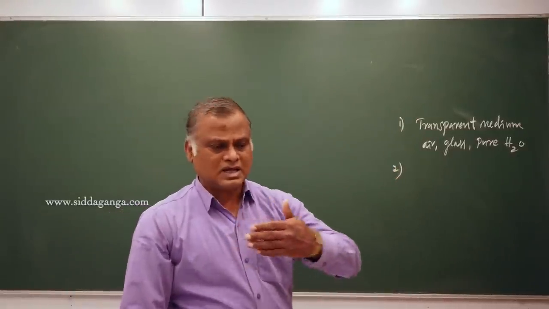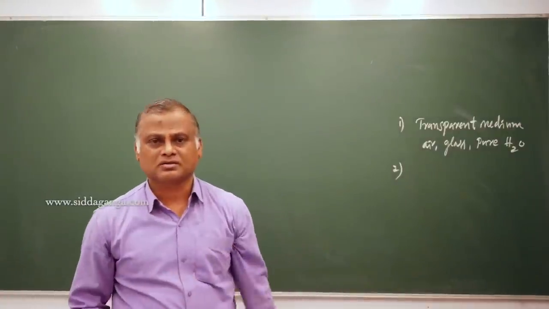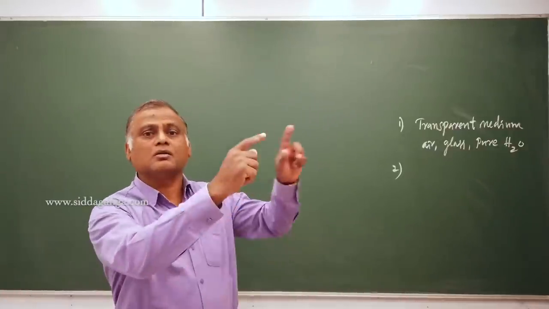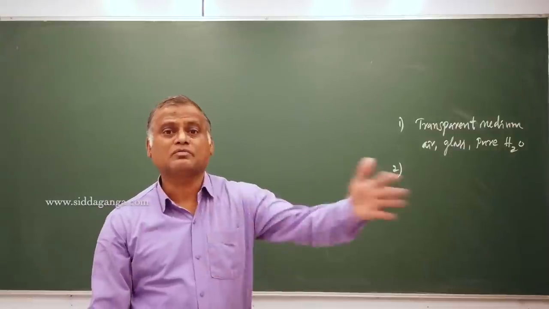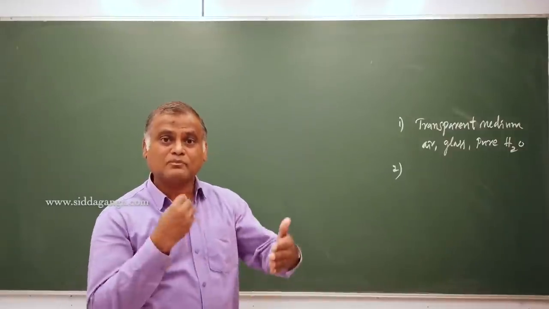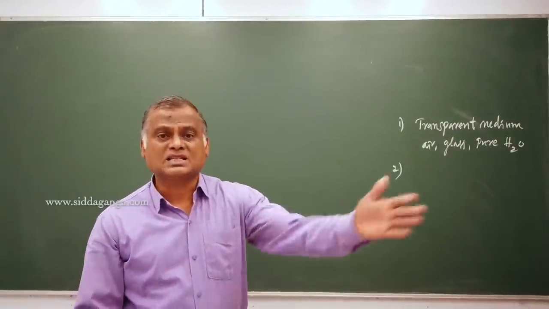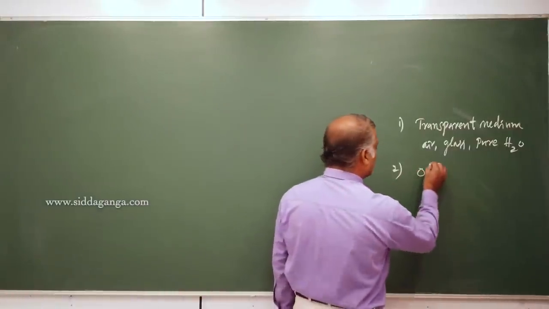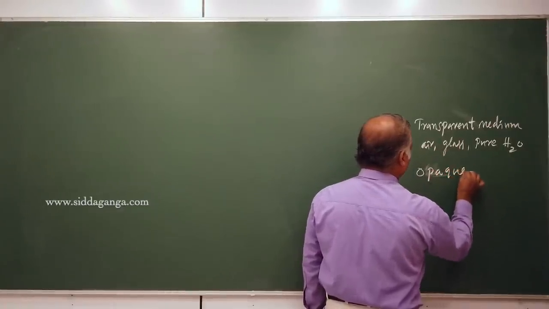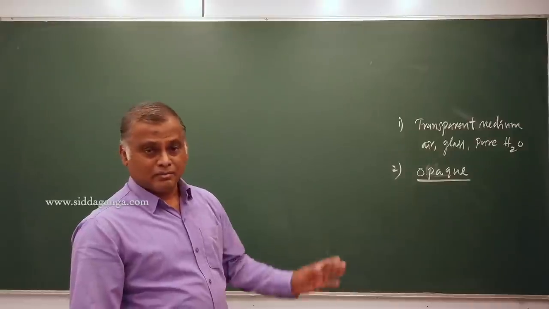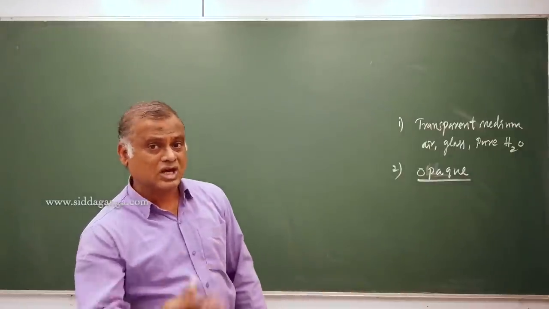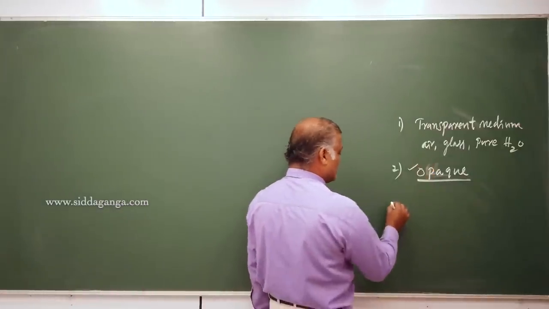Where light cannot travel at all, completely light is stopped, say a wooden block, a thick cloth, thick mud, or a paper coated with a black mark, lamp black, where light cannot be transmitted completely, we call that opaque. Opaque is a medium, or an object, through which light cannot propagate.